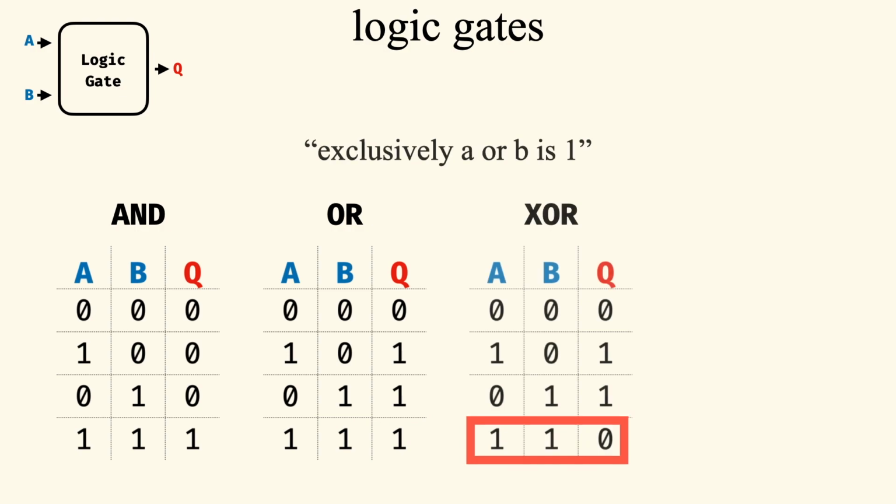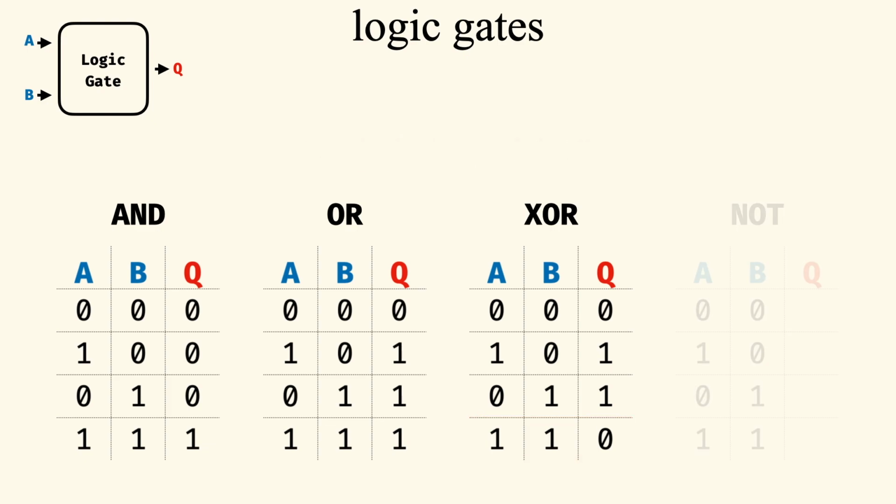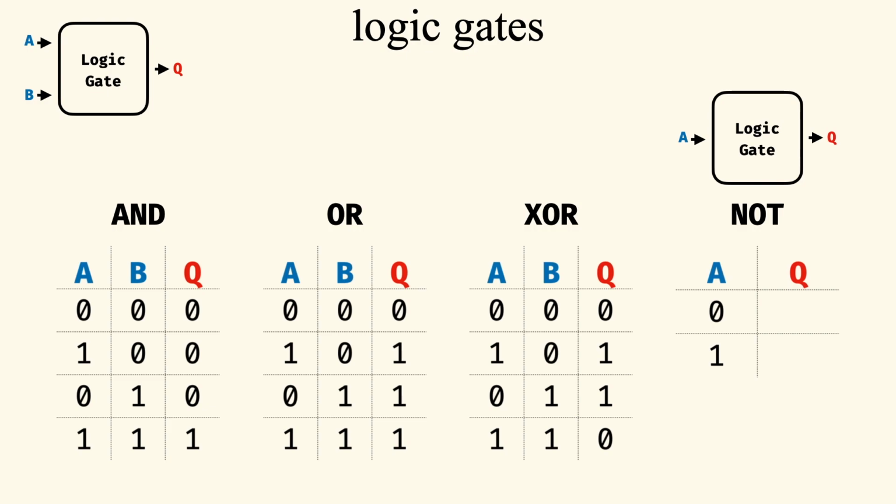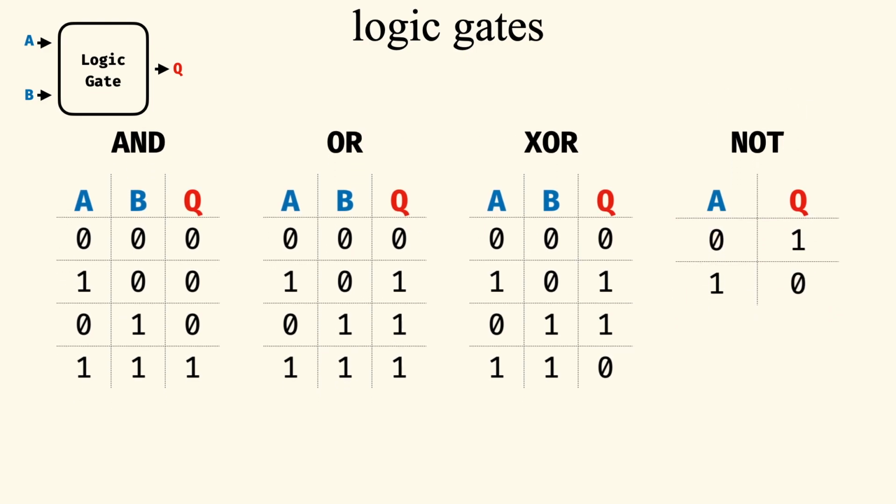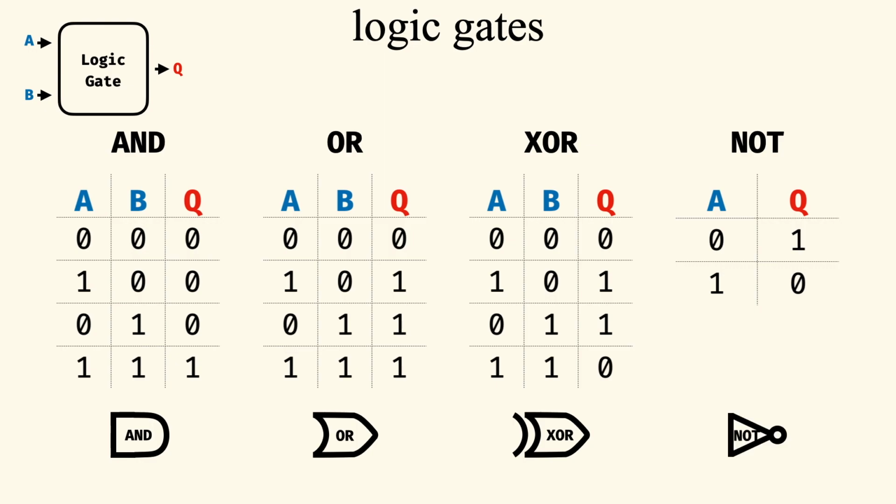Similarly, there's an XOR or exclusive OR gate. The important distinction here being that Q is only 1 if either A or B are 1, not if both are 1. And finally in our shortlist we have a NOT gate. This one actually only has one input and one output and just flips the input value. Each logic gate also has a unique symbol that represents it in circuit diagrams.